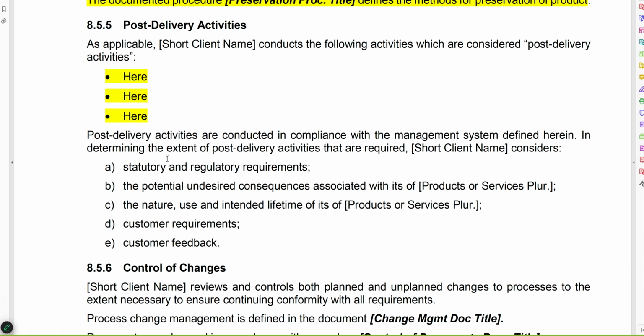So the company may consider statutory and regulatory requirements, and it will also consider the potential undesired consequences associated with its product, the nature, use, and intended lifetime of its product, customer requirements, and customer feedback.